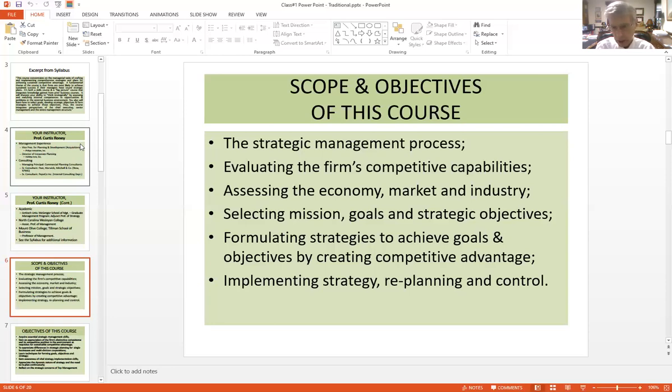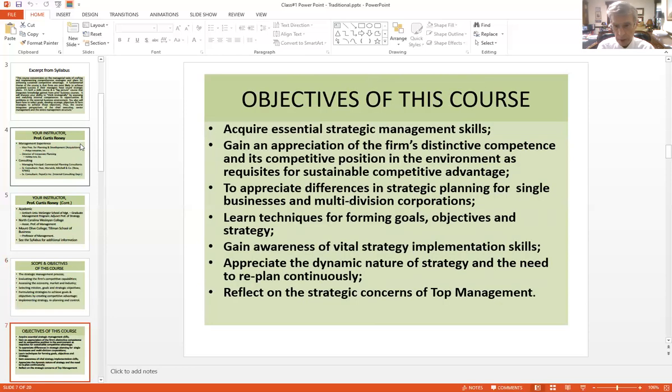And finally, as I mentioned a moment ago, we'll spend some time talking about how to implement strategy, which is so important. So here it is, the same thing in another form, the objectives of this course for you.